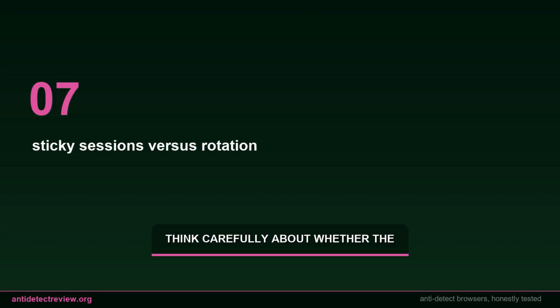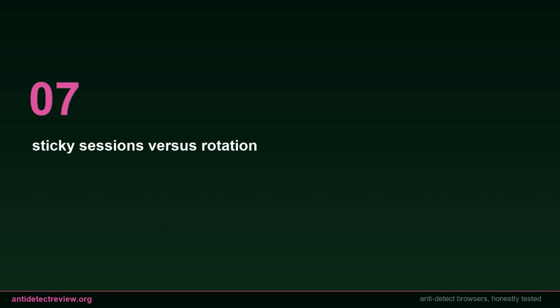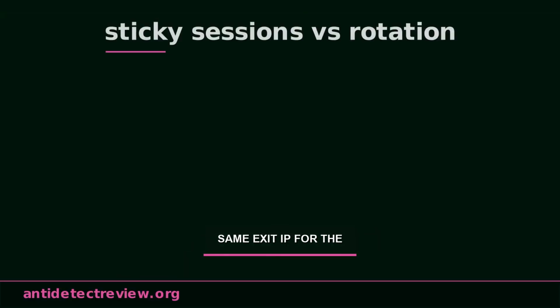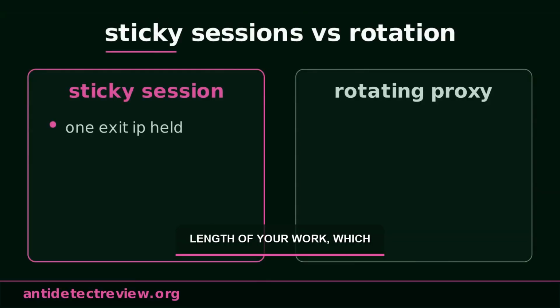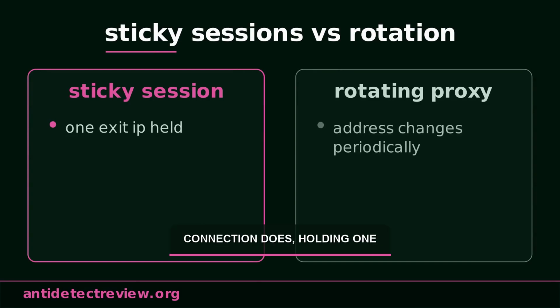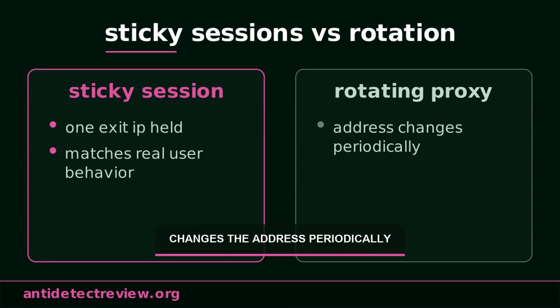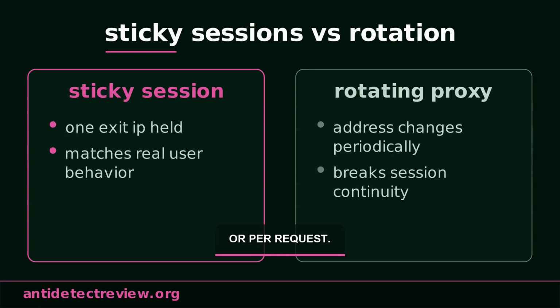Sticky sessions versus rotation. Think carefully about whether the address should hold or rotate. A sticky session keeps the same exit IP for the length of your work, which is what a real user's connection does, holding one address for a session or longer. A rotating proxy changes the address periodically or per request.